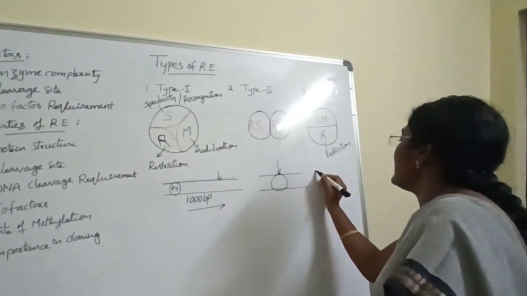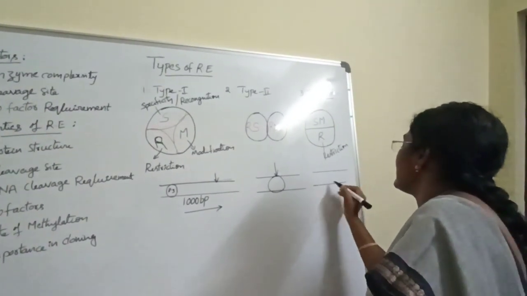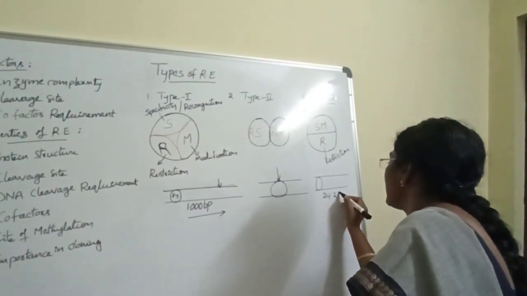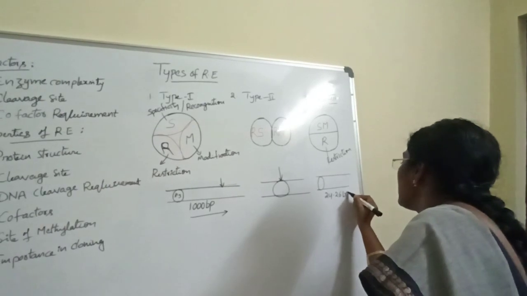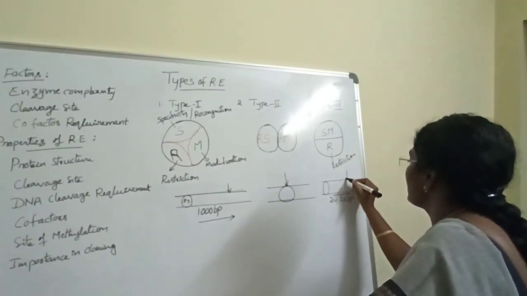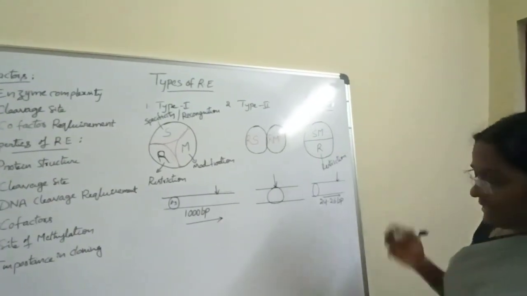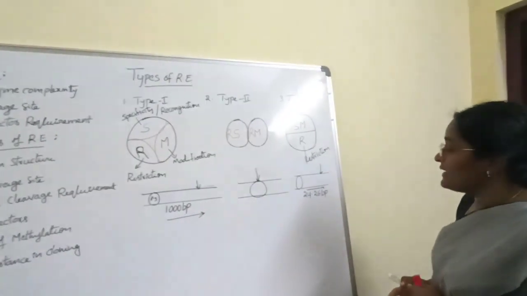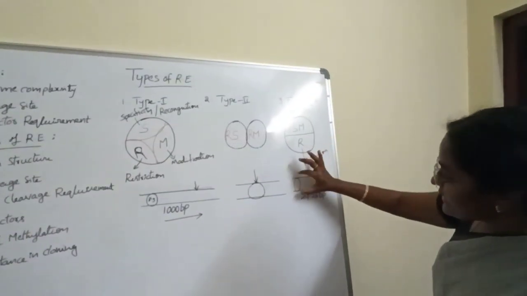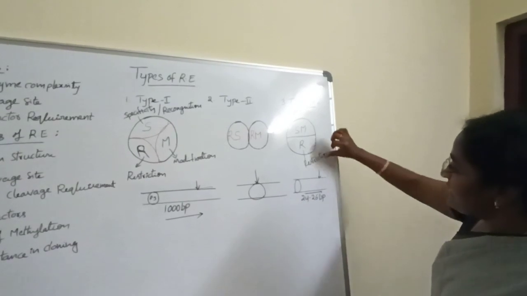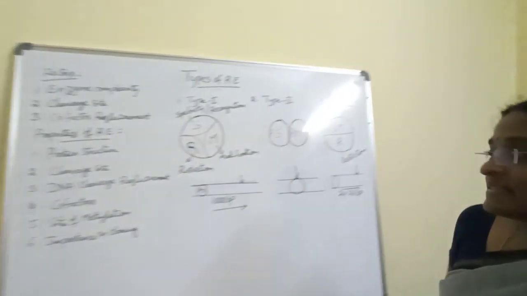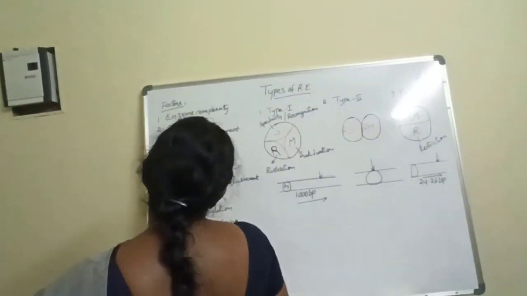And type 3 enzymes cut the DNA 24 to 26 base pairs away from the recognition site, and in this direction only. Next, DNA cleavage requirement.